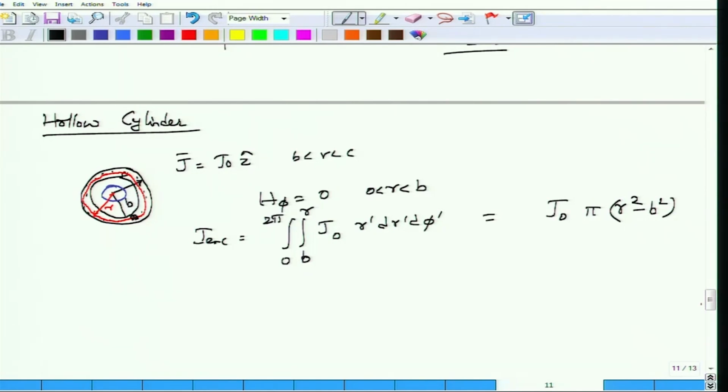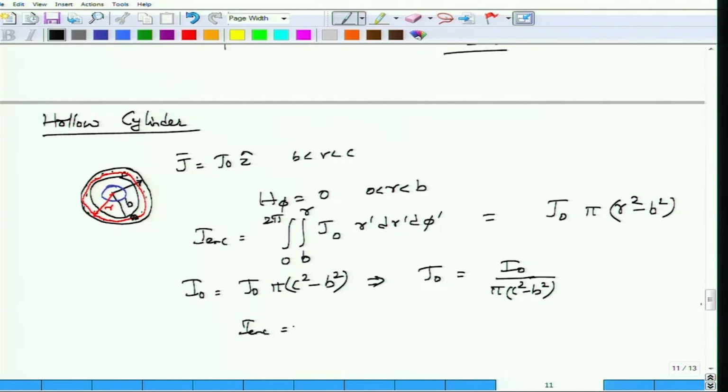What would be the total current coming out of this surface? The total current is when r is equal to c, that is total current I0 is equal to J0 into pi times c square minus b square, which implies that I can replace J0 as I0 by pi times c square minus b square. So I can write the enclosed current as I0 pi times r square minus b square divided by pi times c square minus b square. Pi cancels from numerator and denominator, and the current enclosed is this one.